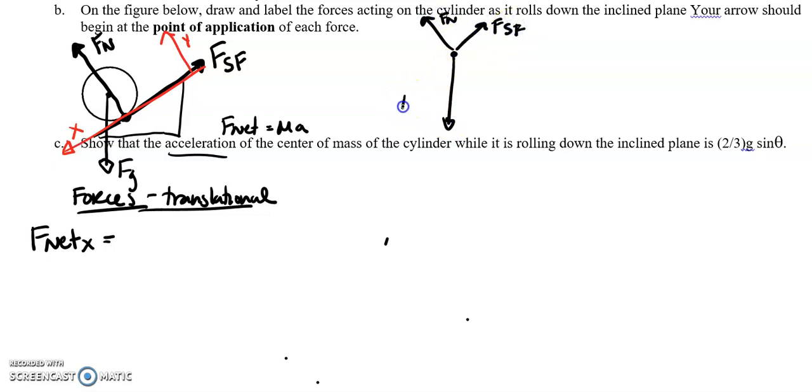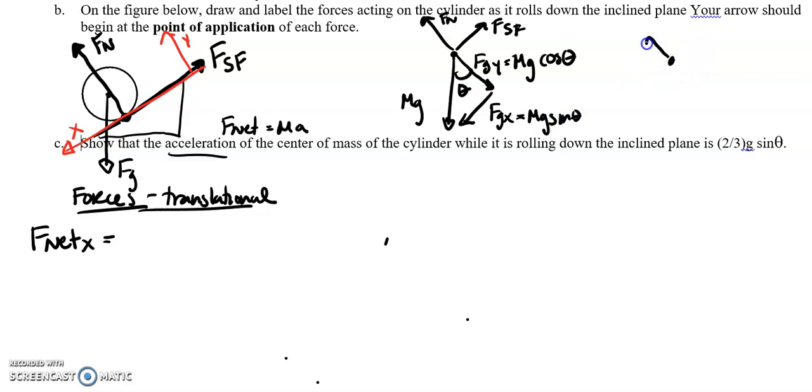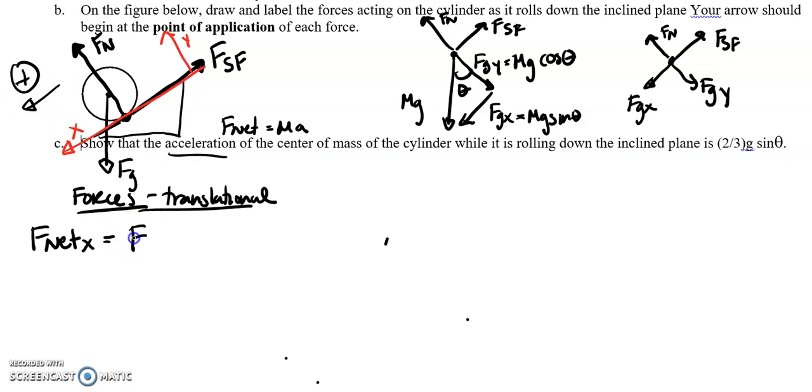We have Fg, which is mg. We're going to have to split Fg into our x and y components. So we have Fgy is mg cosine of theta, and Fgx is going to be mg sine of theta. So again, we'll have Fn, we'll have force of static friction, and I just split gravity into my x and y components. Cool. So if I'm looking at F net x, and I'll say the direction it moves is the positive direction, I'll have force of gravity in the x direction, take away force of static friction.